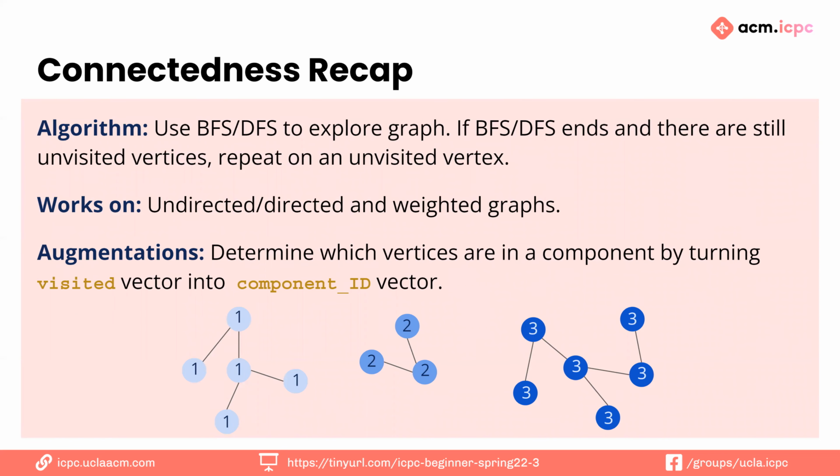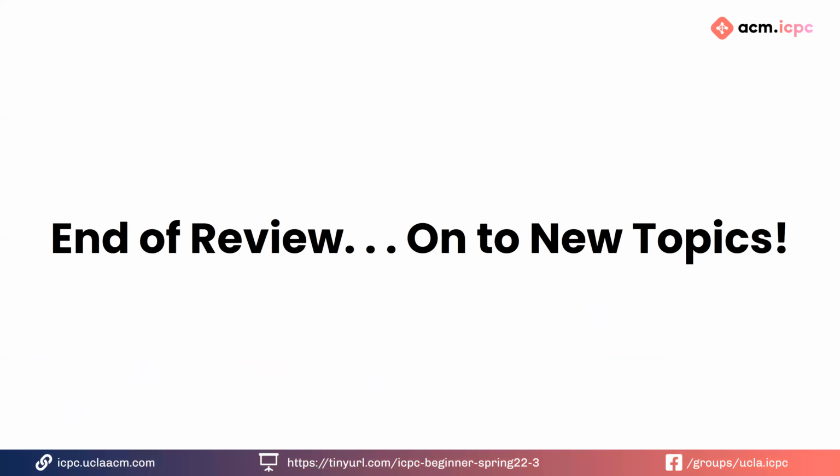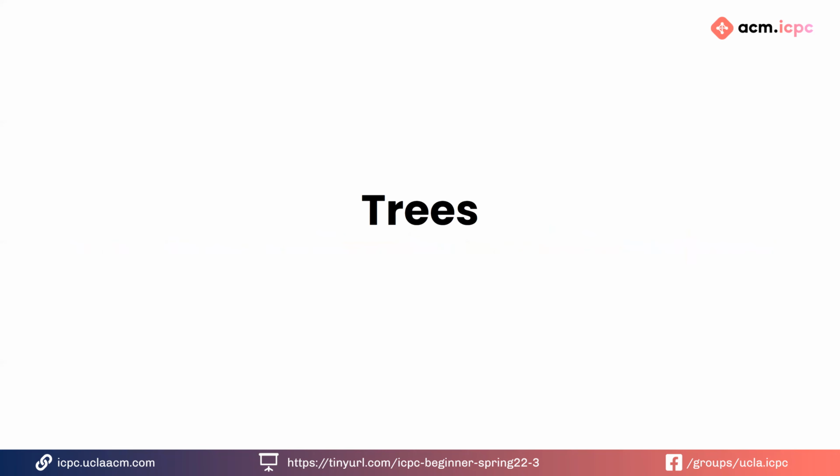Here's a quick recap. Use BFS or DFS, and it works on pretty much every graph. And you can turn the visited vector into a component ID vector to do what I just said. You can find all the components on their own. All right, that was the end of the review. Now let's go on to some new topics.